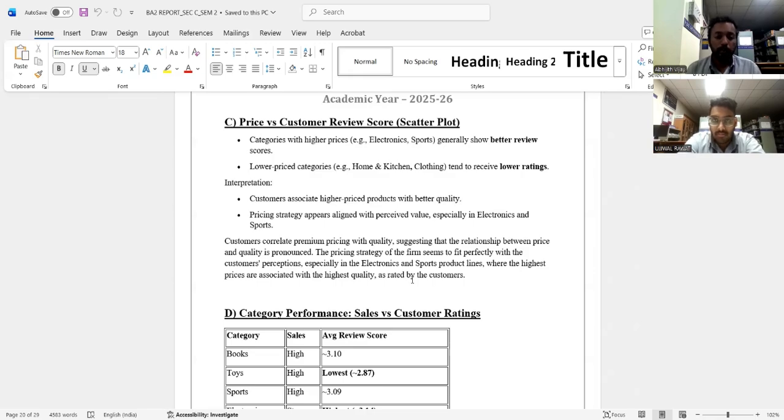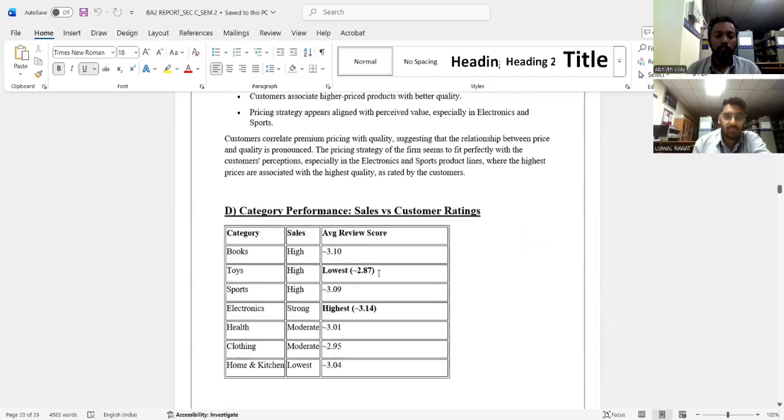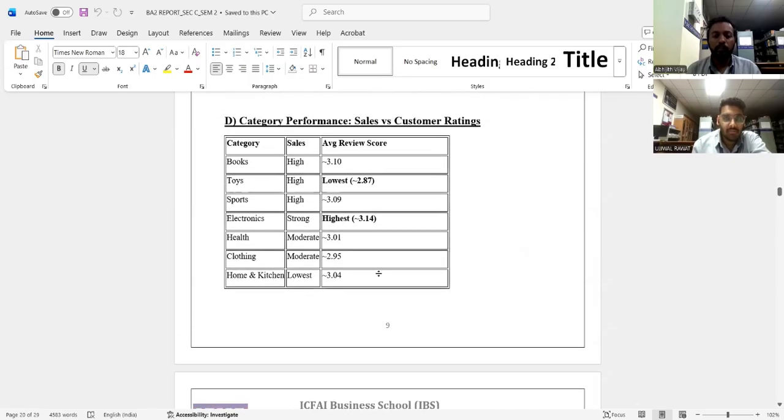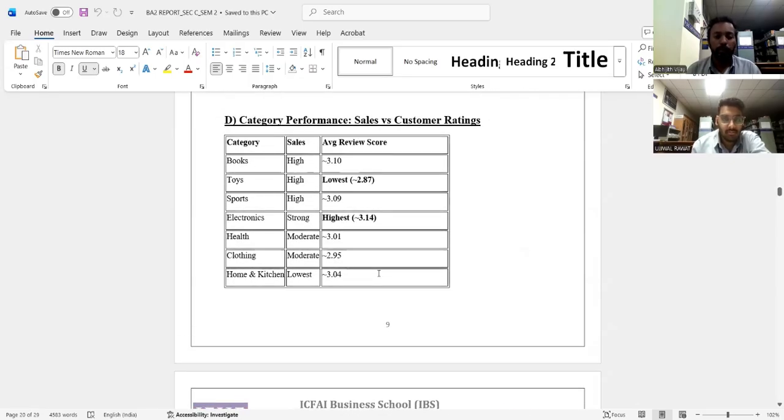From a business perspective, premium pricing is justified in high quality categories. Quality improvements are needed in lower price segments. Now, sales versus rating by category. It's a performance evaluation. So we compared category sales and average review scores. This helps to identify best performing and underperforming categories.